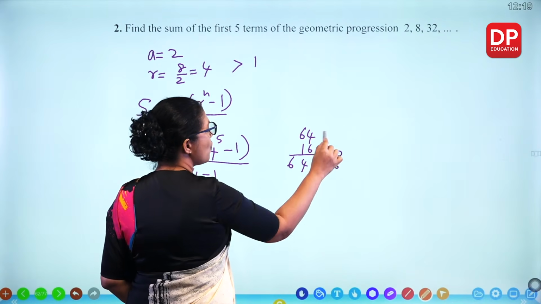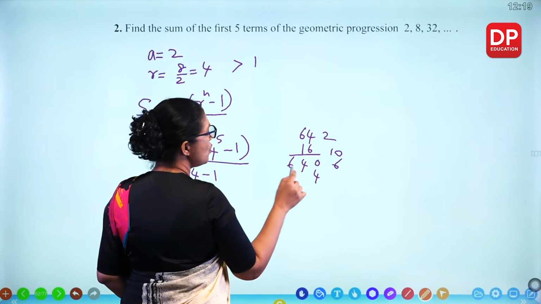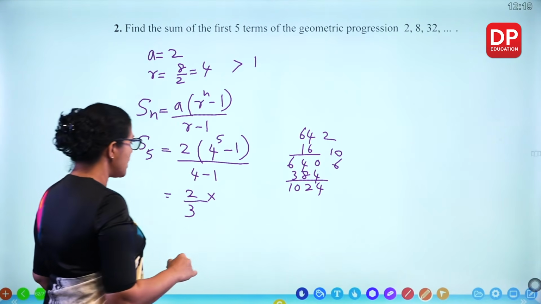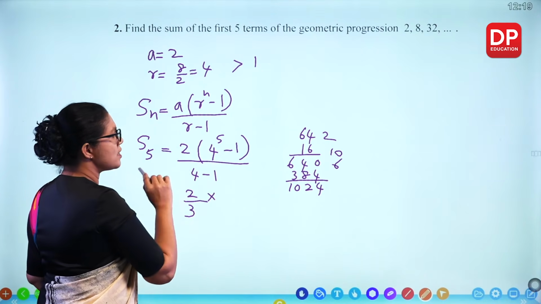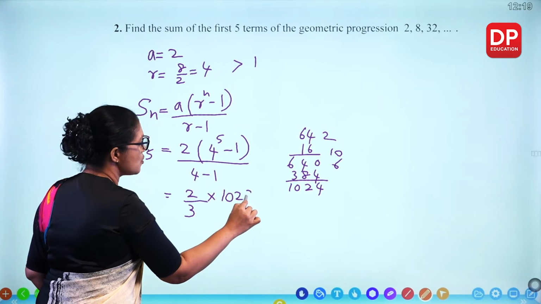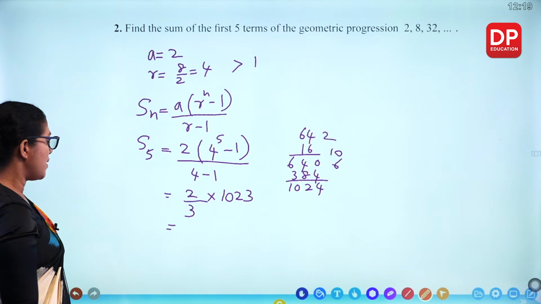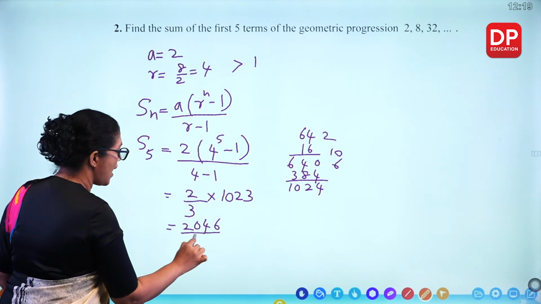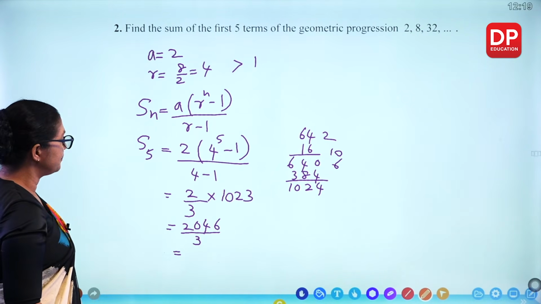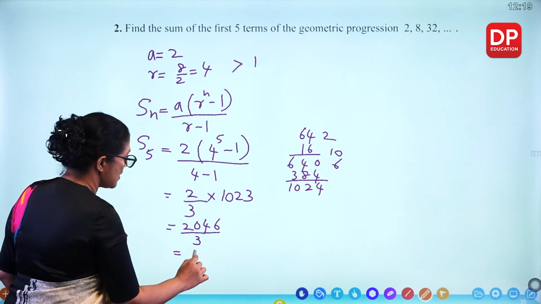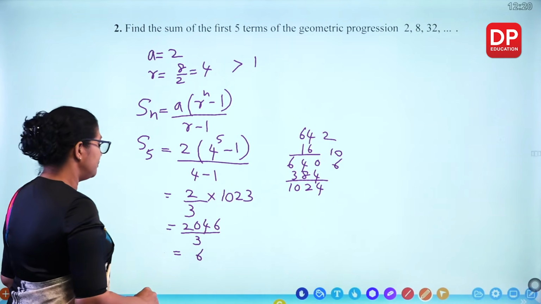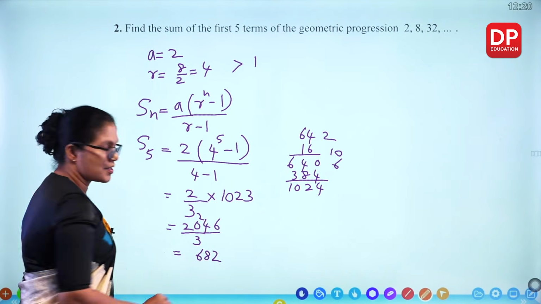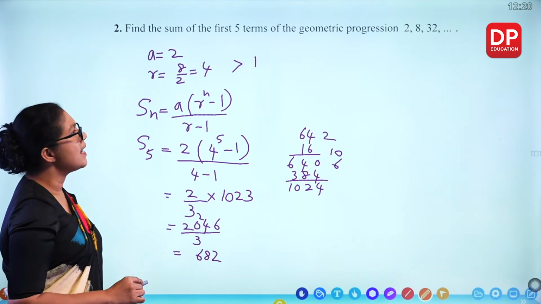6 times 4, 24. 6 times 6, 36 plus 2, 38. 1024. 1024 minus 1 is 1023. Now multiply by 2. 2 times 3 is 6. 402. Divide by 3. So what's the answer? Answer is 3 times 6, 18. 3 times 8, 24. 3 times 2. So the answer is 682.